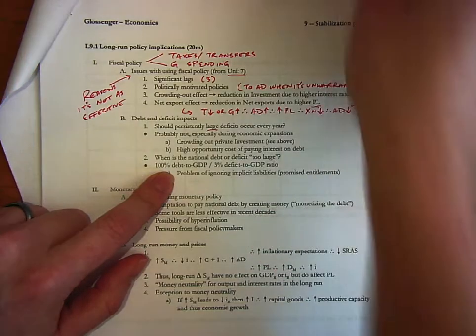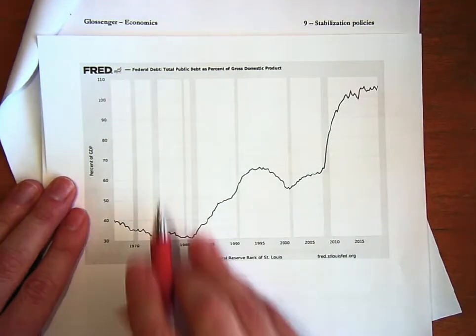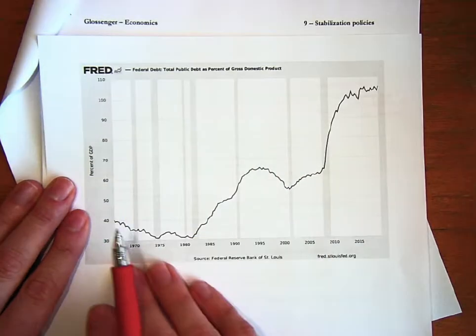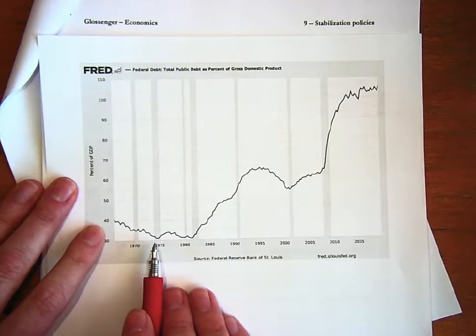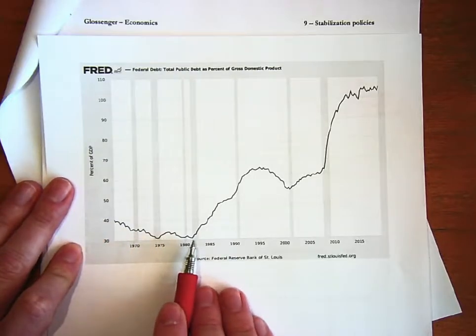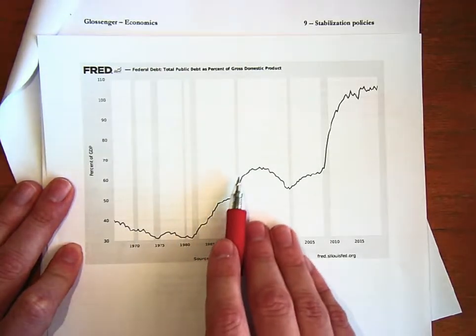That's a bad thing. So I wanted to show you, here's a graph from FRED, the federal debt, total public debt as a percent of GDP. And you can see here that in the decades of the 1960s, it was ticking downwards from 40 down to about 30%. And at the beginning of the 1980s, it was about 30%. And then we start to see persistently large deficits making the debt rise.